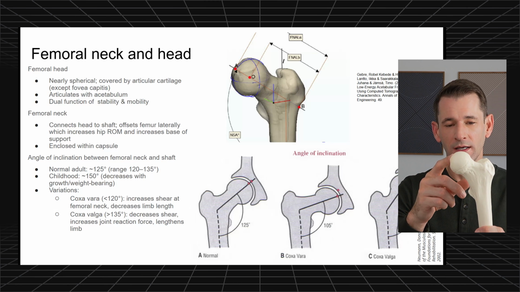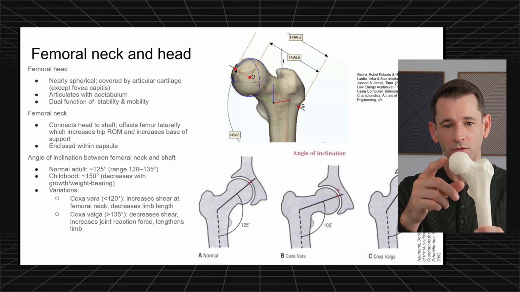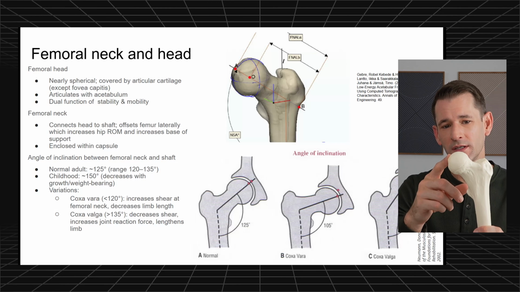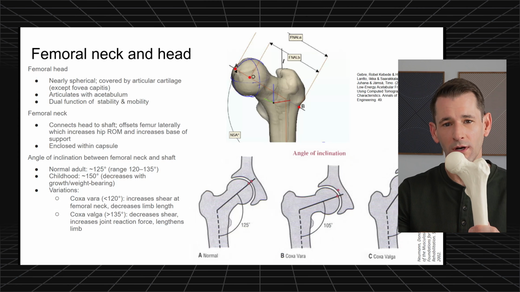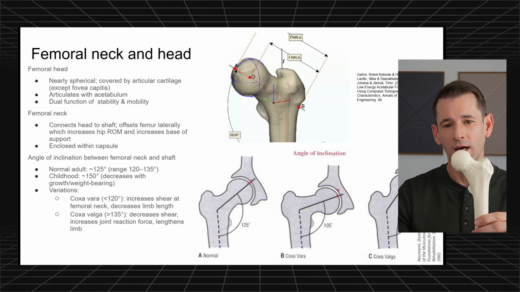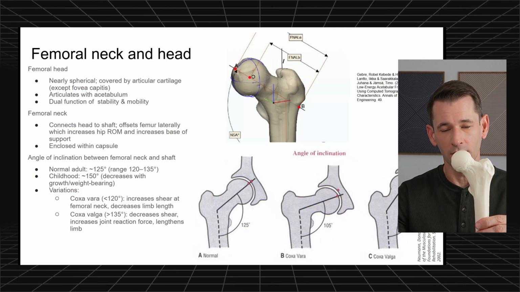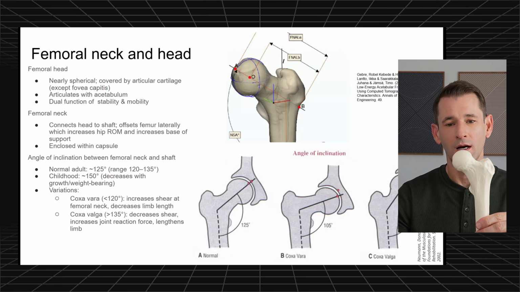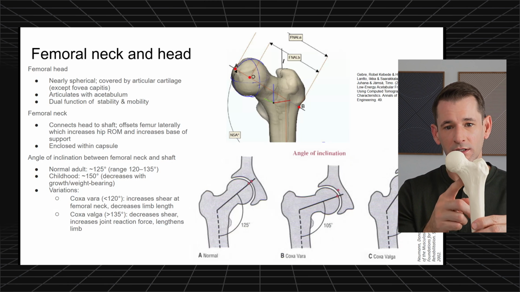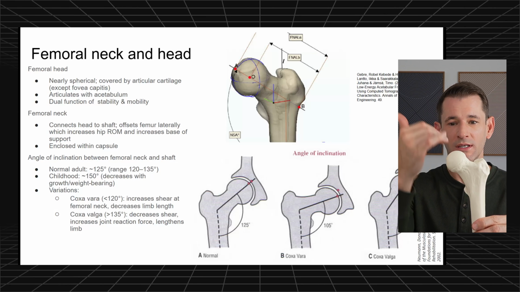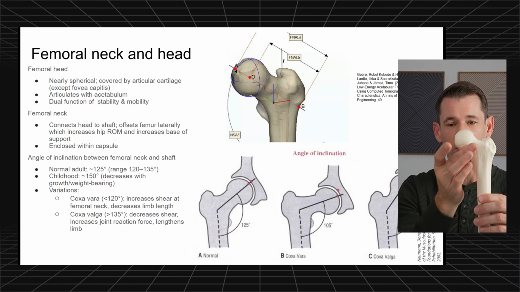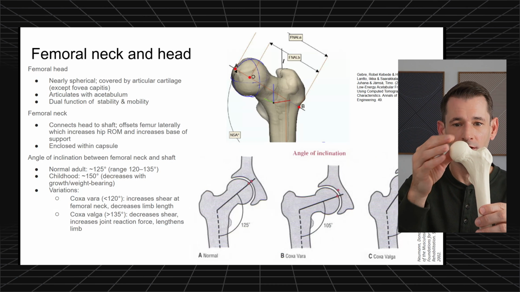Notice that this neck is not perfectly horizontal, nor is it perfectly vertical. It's offset at approximately 125 degrees. So what happens if that angle is not 125 degrees? If it is a more acute angle, so less than 120 degrees, that's going to be called coxa vara. So 115 degrees, 100 degrees, that would all be coxa vara. That's going to increase the shear forces through that femoral neck because now more of that vertical force is borne by the neck itself instead of that articular surface.